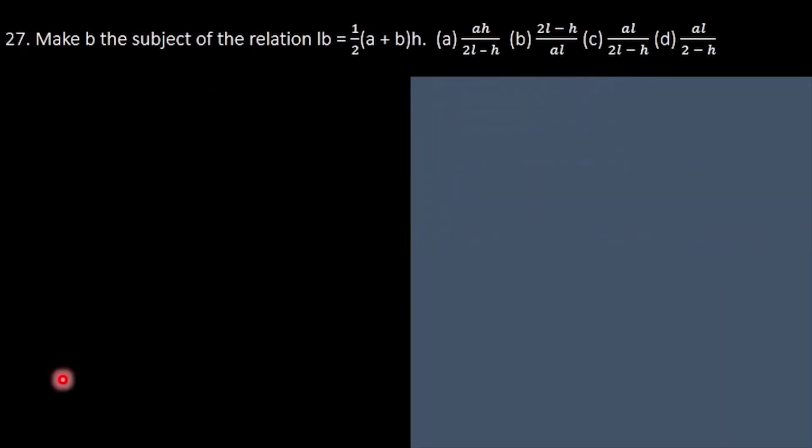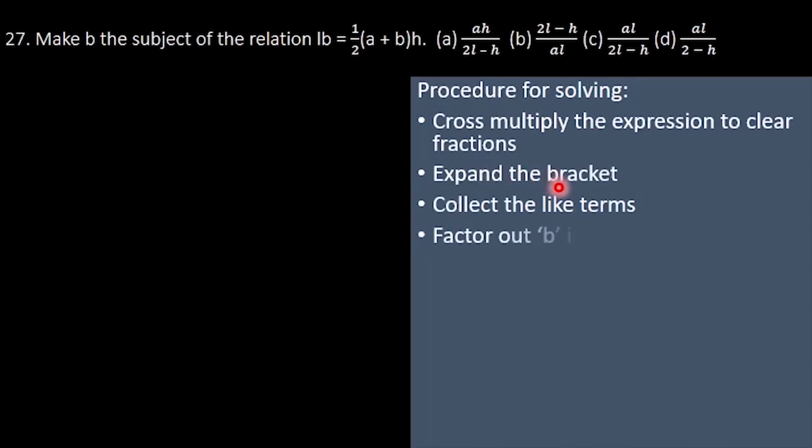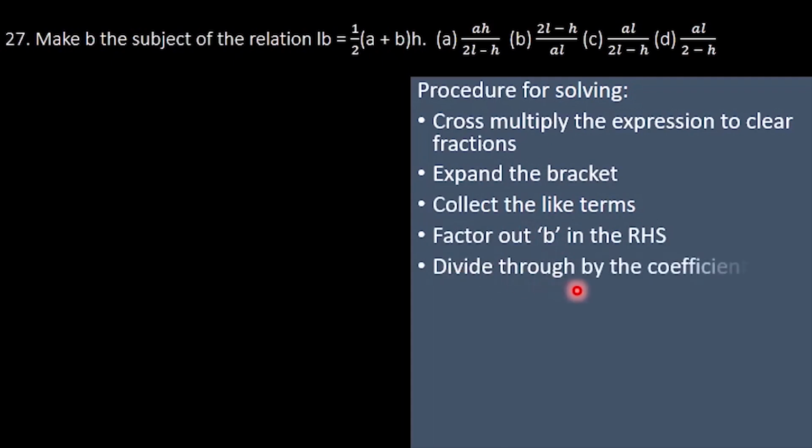Question 27. Make b the subject of the relation: L = 1/2 (a + b)h. The procedure for solving this: cross multiply the expression to clear the fractions, expand the brackets, collect the like terms, factor out b on the right hand side, then divide through by the coefficient of b.